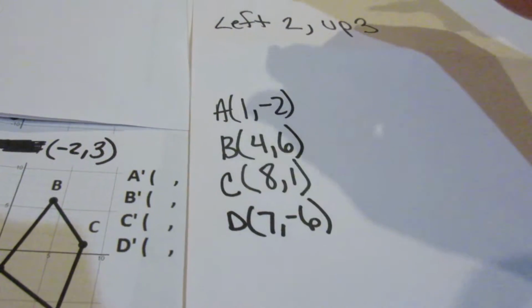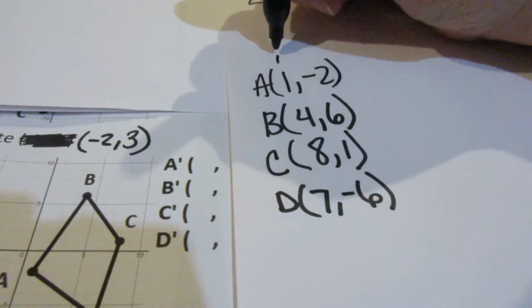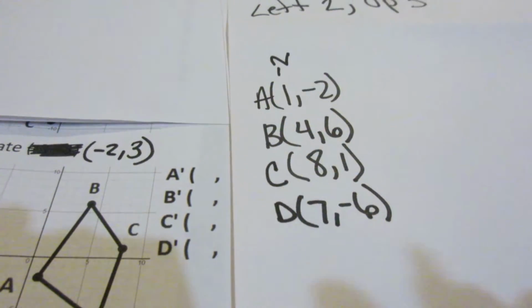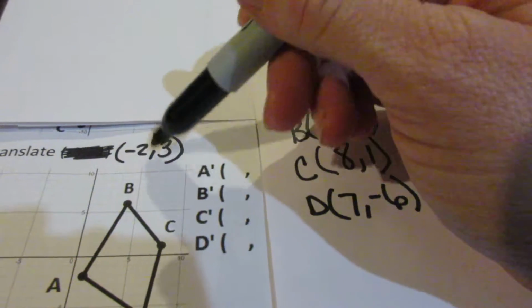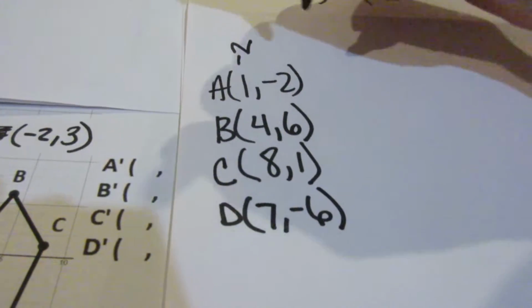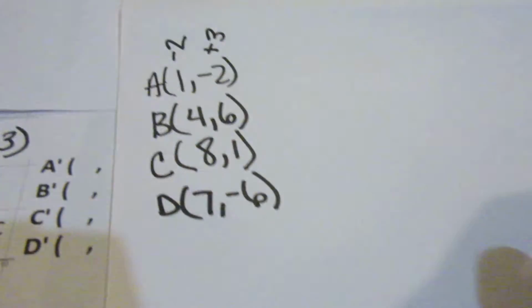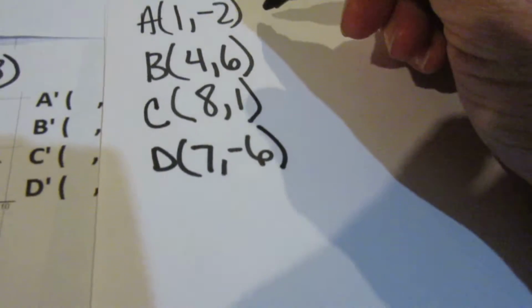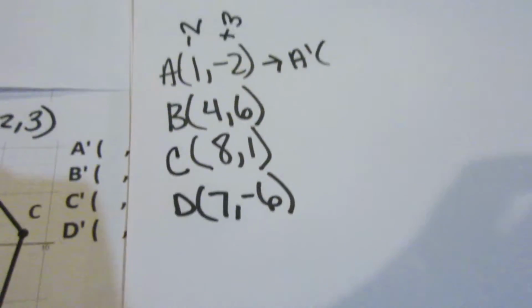I'm going to go ahead and write myself a reminder. Left 2 or -2, I'm going to write -2 right up here to remind myself to subtract 2 from all the x coordinates. And then up 3 or +3, I'm going to go ahead and write +3 right here to remind myself that I am adding to all the y coordinates. And now we're ready to turn them into the new points.